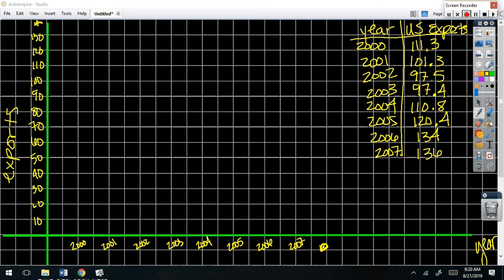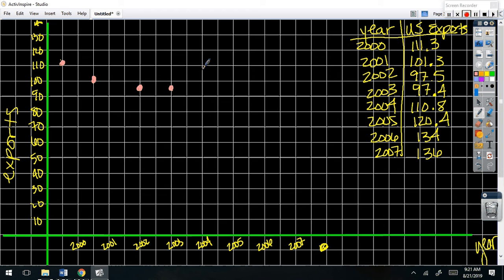Let's plot them. Nothing to it but to do it. 111.3. Don't get caught up in trying to be so precise, because you're not going to be able to do that on something this size. I'm going to go just a little past 110. And then 2001 is 101, and 2002 is 97.5. This is really more practice graphing than anything else. But this allows us to see some trends when we graph that we wouldn't see just looking at the set of data.